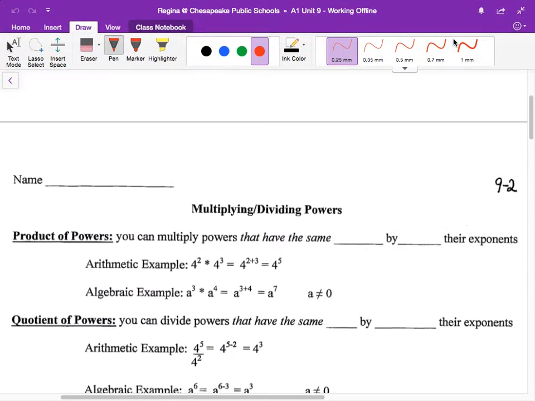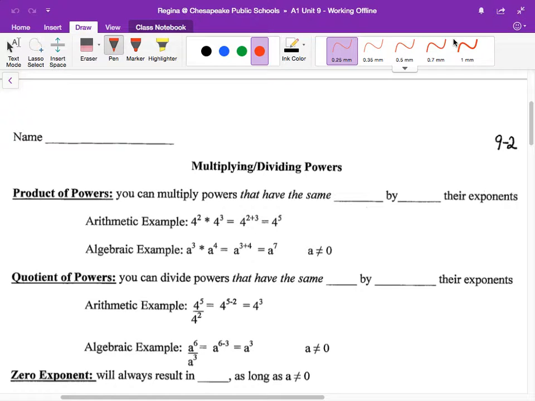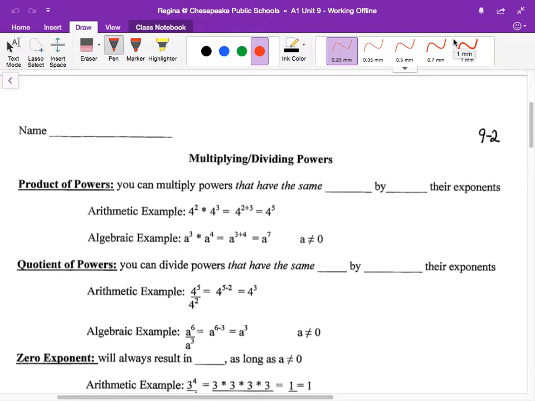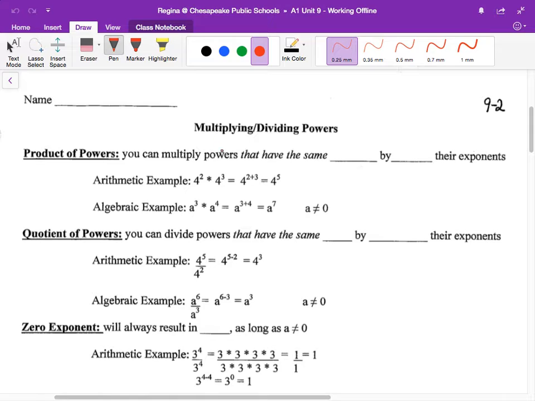Alright guys, today's lesson was on multiplying and dividing powers. So let's fill in our notes and look at some examples. The first day we did 9-1, we discovered all the rules. So today we're going to concentrate on the multiplying and dividing rules.